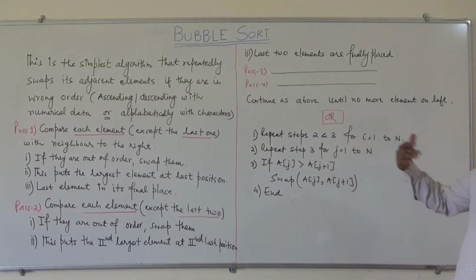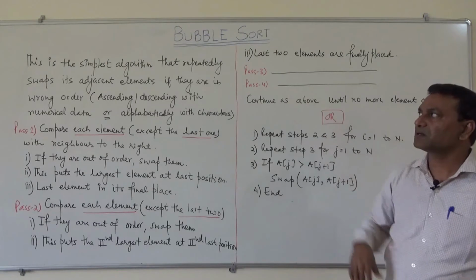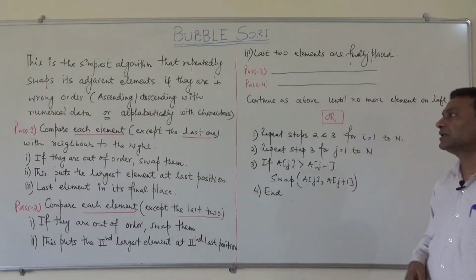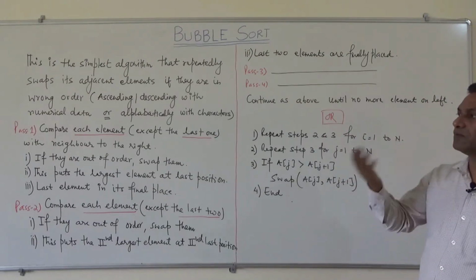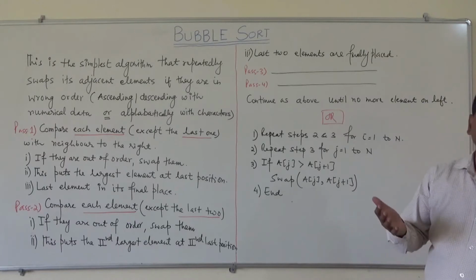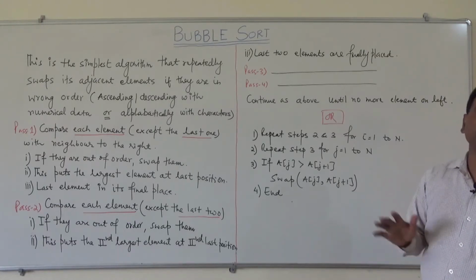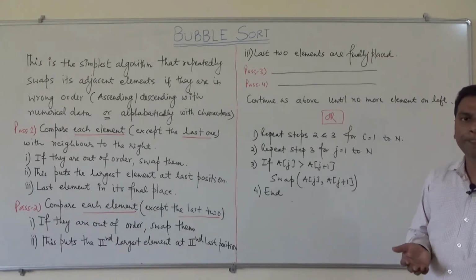So let us recall. This is the simplest algorithm that repeatedly swaps adjacent elements if they are out of order. It may deal with ascending or descending order, or it may also deal with character data.